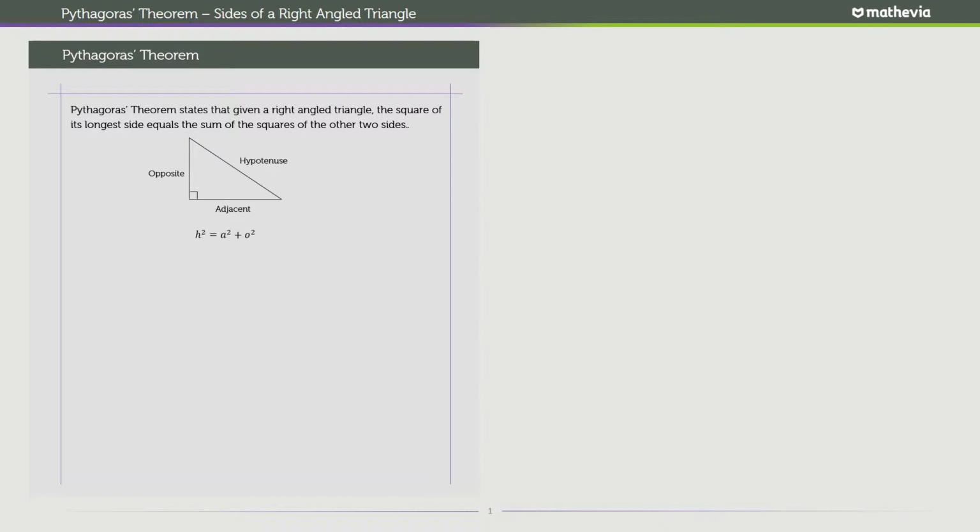the square of the hypotenuse, which is always the longest side, remember the slant side is always the longest side, equals the square of the adjacent plus the square of the opposite. So the square of the hypotenuse equals the square of the adjacent plus the square of the opposite, and that is quite simply Pythagoras' theorem. It's as simple as that. H squared equals a squared plus o squared.